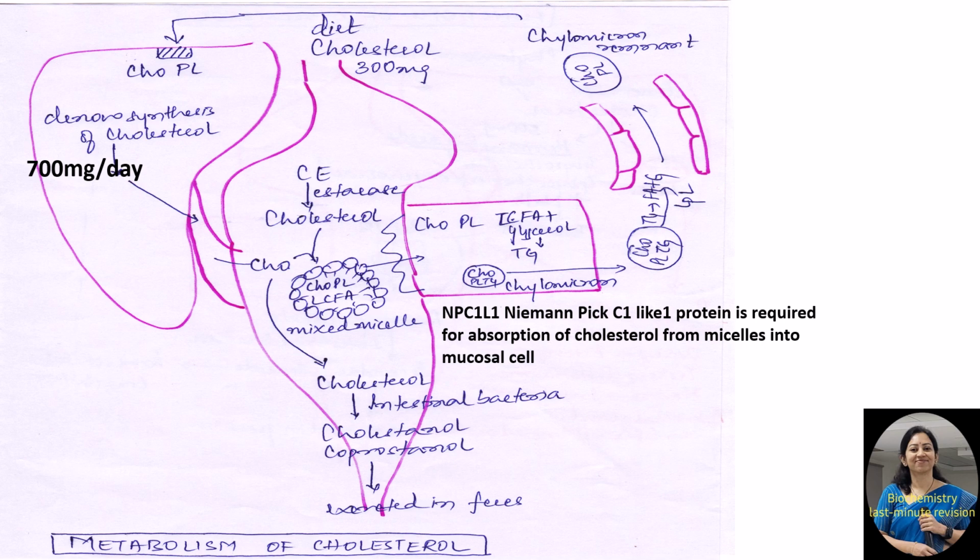What you need to remember is that the absorption of cholesterol requires the presence of a special protein called NPC1L1, that is Niemann-Pick C1 like protein, which is required for absorption of cholesterol from the micelles into the intestinal mucosal cells, or the enterocytes. Now we have a special drug called ezetimibe, which will inhibit this protein and prevent absorption of cholesterol.